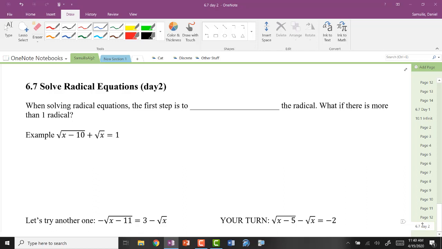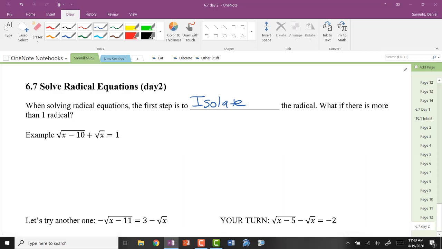So, continuing on though, with the radical equations. On Friday, I only gave you problems that had one radical in them. So that first step was to isolate the radical. Once you isolated it, then you could square and get rid of your radical. Well, what if you have more than one radical? We still need to get rid of those roots. It's a square root, so we would want to square them so that we get rid of it.